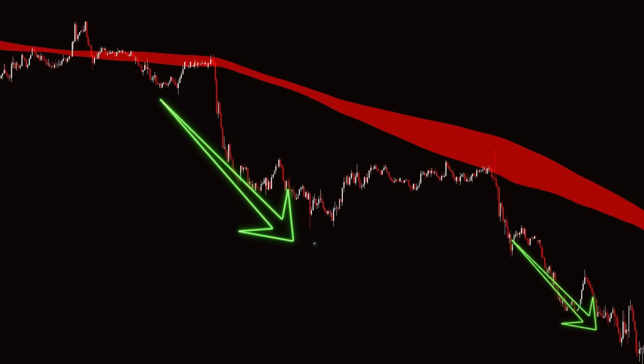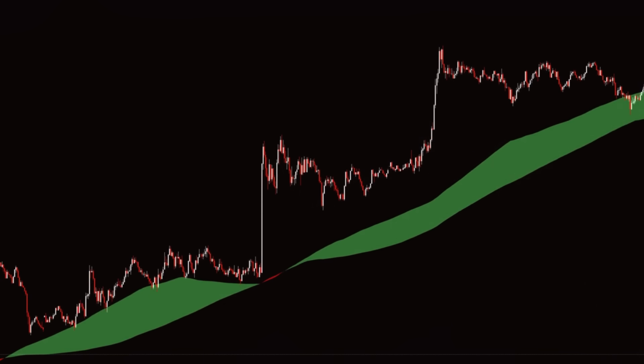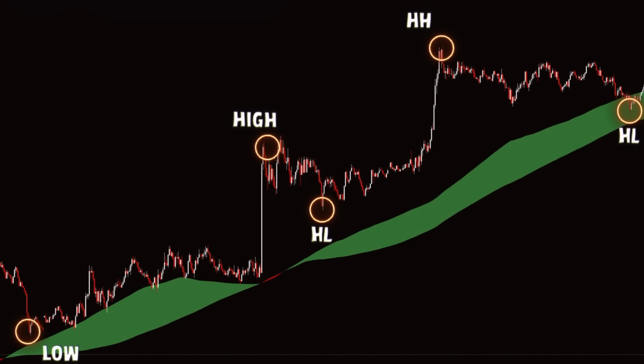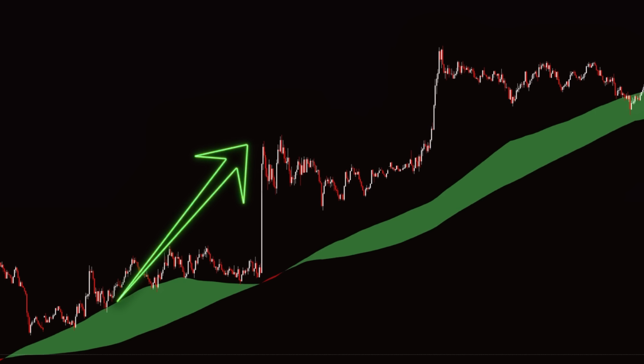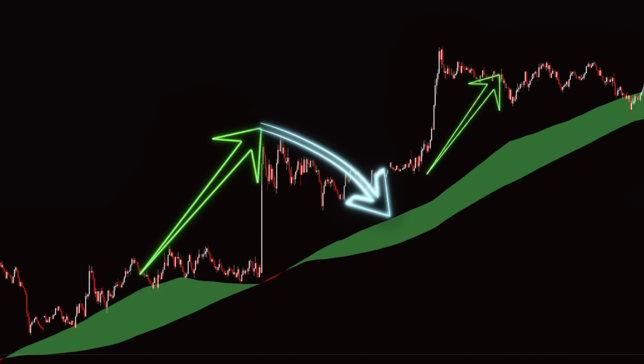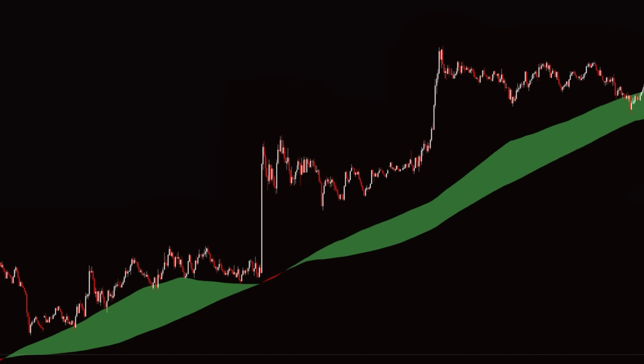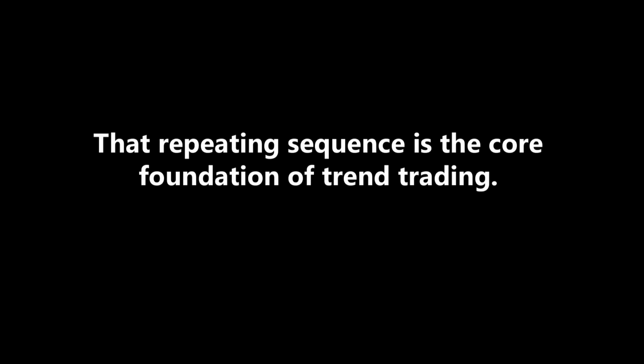Now look at another section over here. The ribbon turns green, price starts making higher highs and higher lows. Buyers are driving the market now. Again, you see the exact same rhythm: impulse, pullback, continuation. The market is just repeating the same behavior under different conditions. That repeating sequence is the core foundation of trend trading.